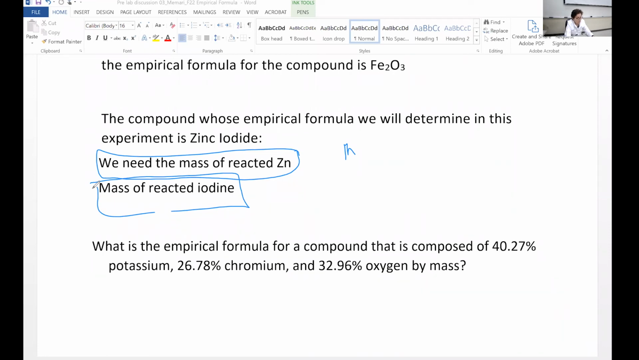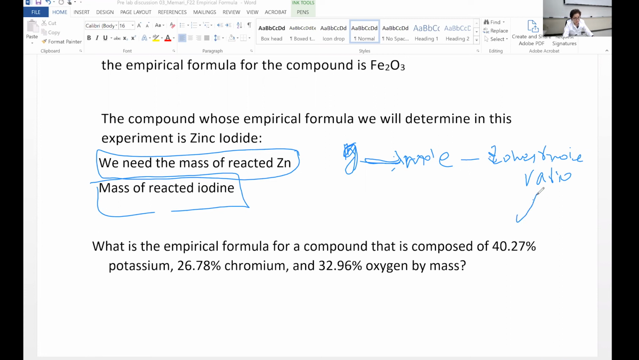So after you have the mass of the zinc and the mass of the iodine, your first step is to change the grams to moles. And how do you change grams to moles? You use the molar mass from the periodic table. When you have the moles for each one, basically you have the mole ratio. If it's not the lowest mole ratio, you find the lowest mole ratio. To find it, you divide both numbers by the smaller number.